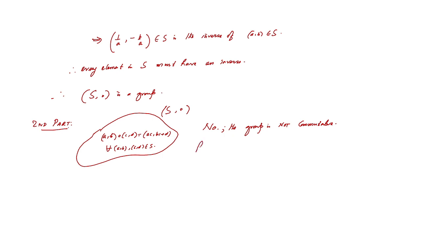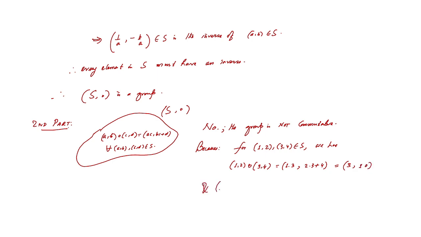Why is it not commutative? Because if we take (1, 2), (3, 4) belonging to S, both belong to S, we have (1, 2) * (3, 4). This is basically (1 into 3, 2 into 3 plus 4). So that means it will be (3, 10).